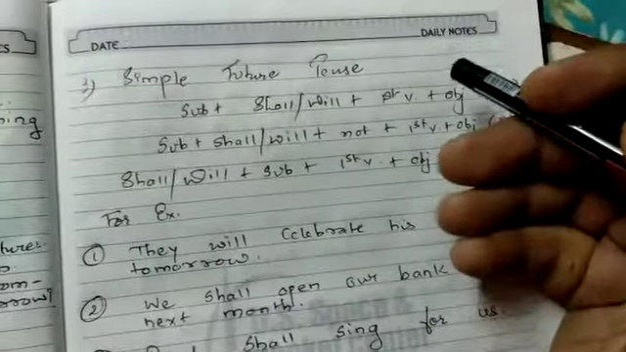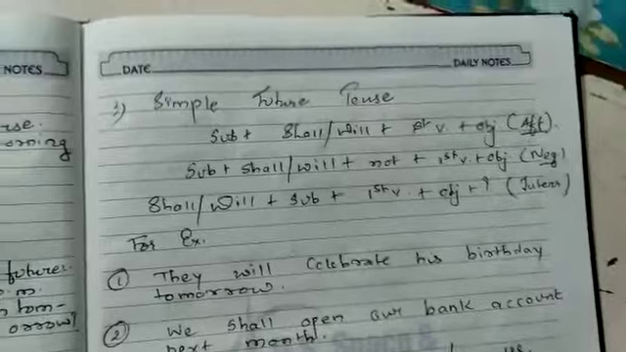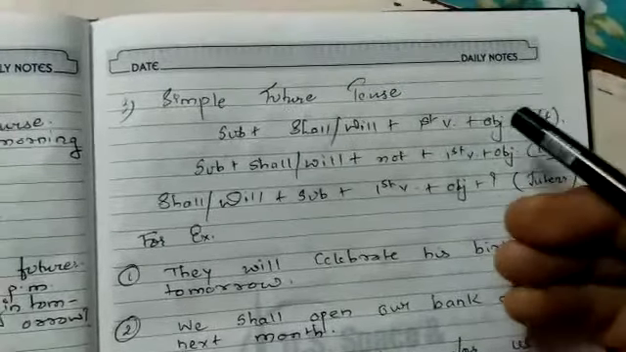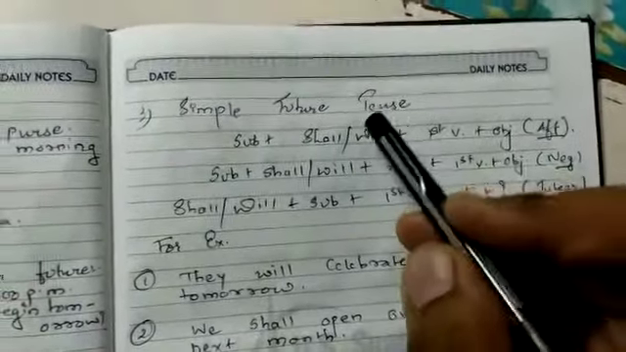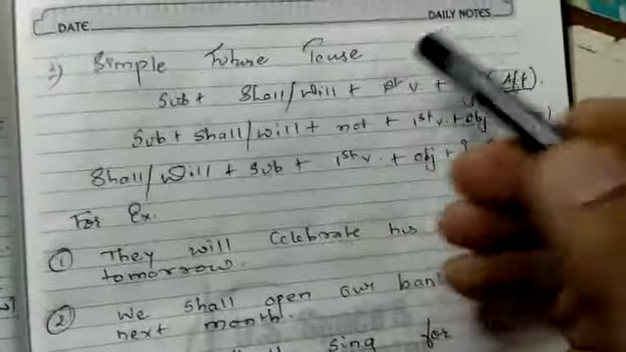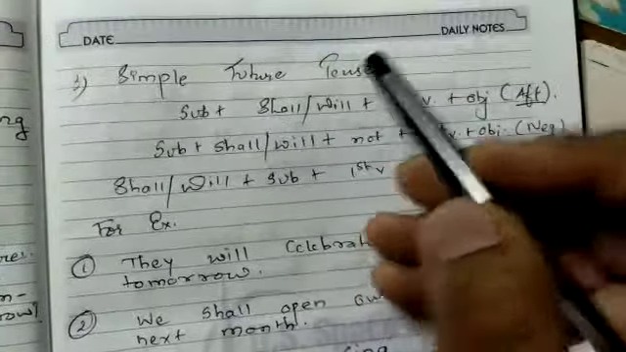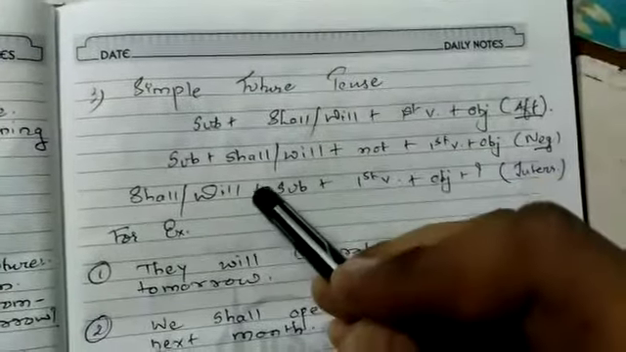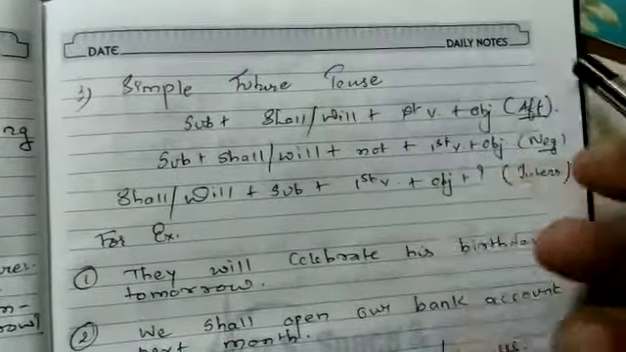Good evening, students. Like last time, how we took two tenses, simple past tense and simple future tense. Today again we are going to take two more tenses, that is simple future tense and past continuous tense. So let us start without wasting time.